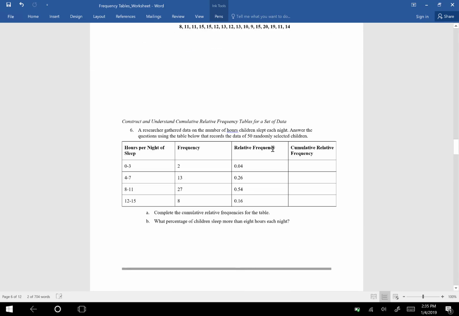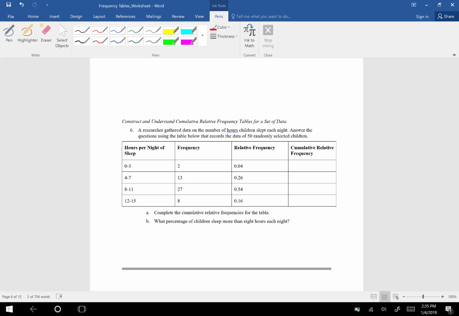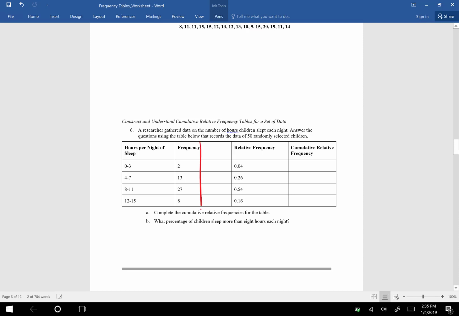All right, in this last one, we want to talk about cumulative frequency. Or this one's cumulative relative frequency. Cumulative frequency, let's just say I have another column here, just cumulative frequency. Okay, cumulative is like your cumulative GPA. You add the values up.